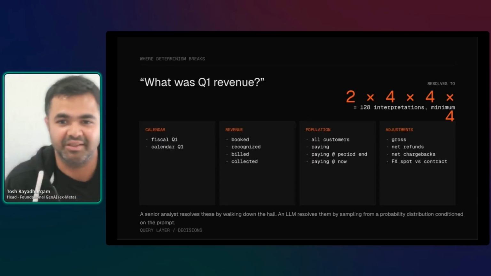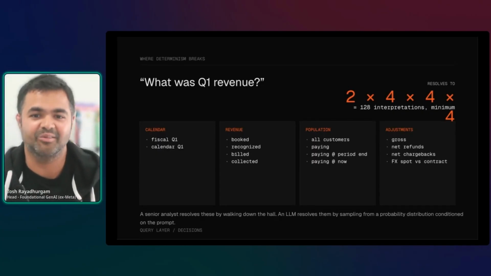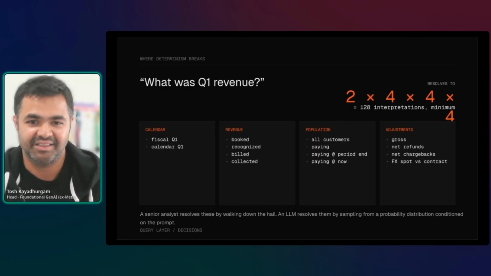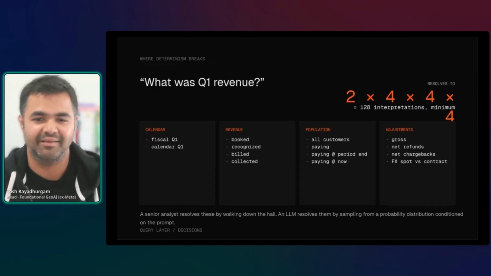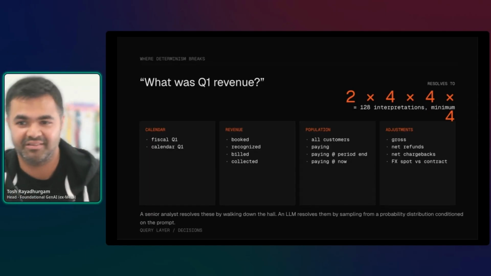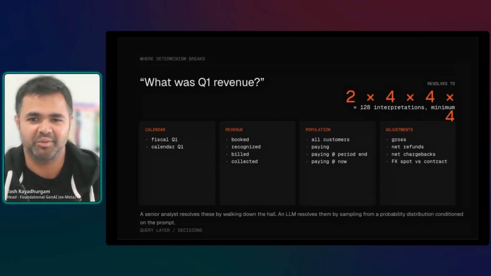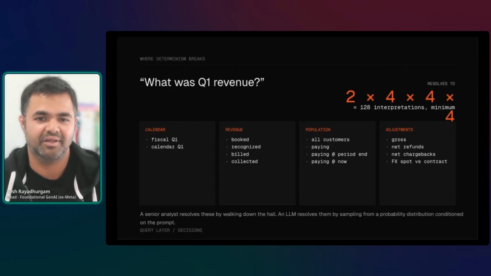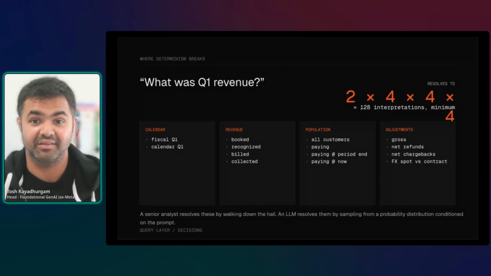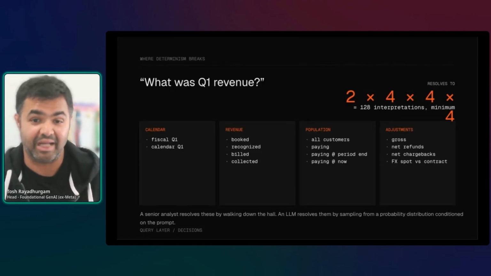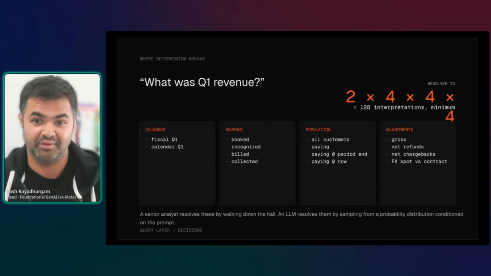Maybe we're trying to answer this question: what was Q1 revenue? It's one sentence, it's 6 words, right? Including the question mark. And the way I want you to think about this is, look at how many decisions the agent has to make before it writes a single token of SQL, right?